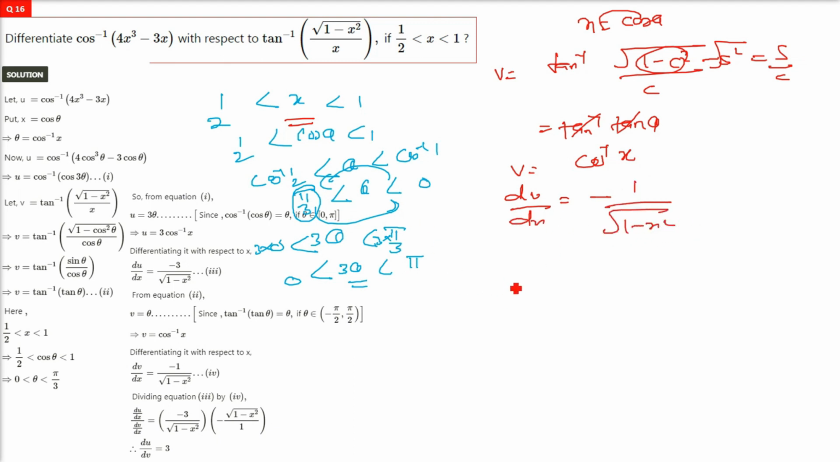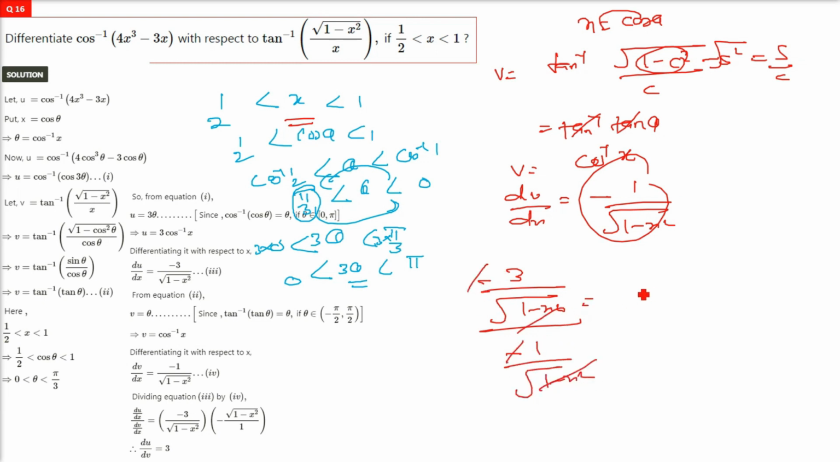So when you do du by dx divided by dv by dx, it is 3 by minus 3 by under root 1 minus x square, divided by 1 by minus 1 by under root 1 minus x square. You can cancel these, minus minus gets cancelled, you get a 3.